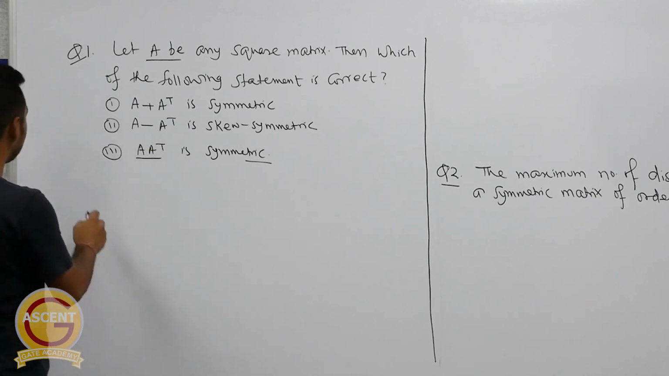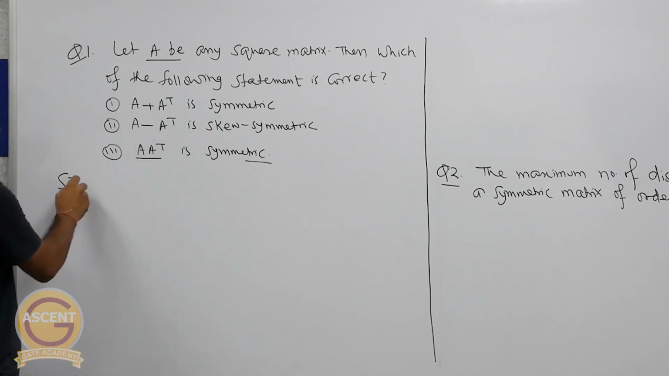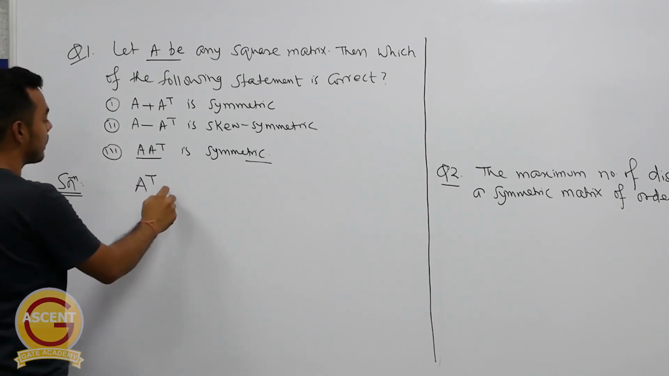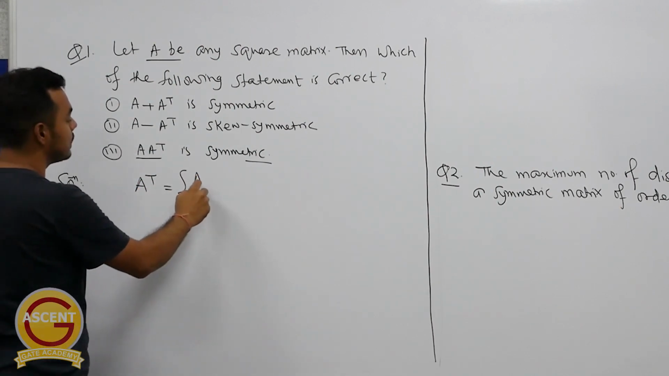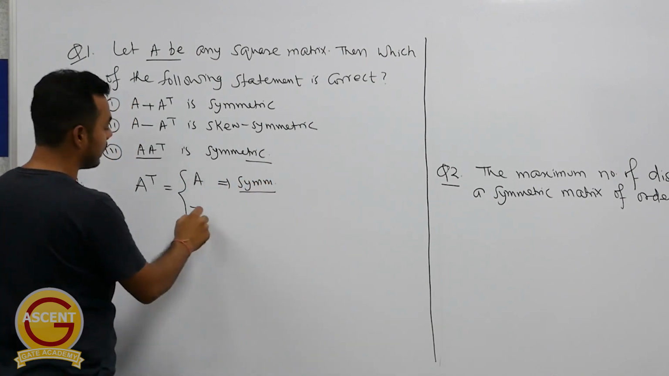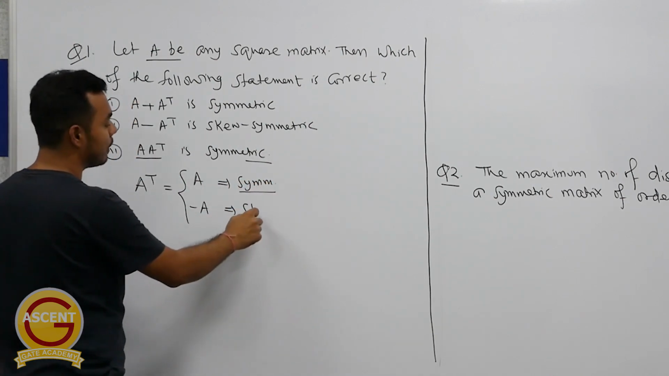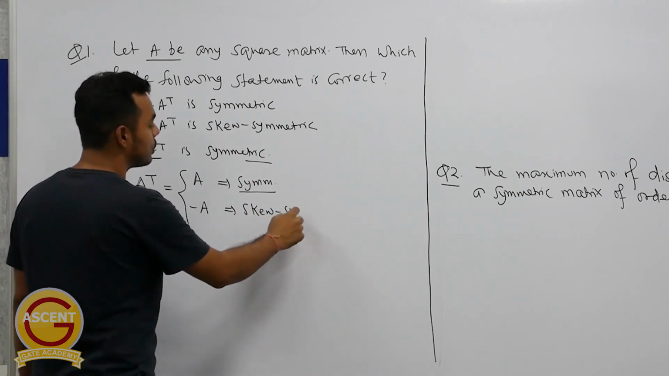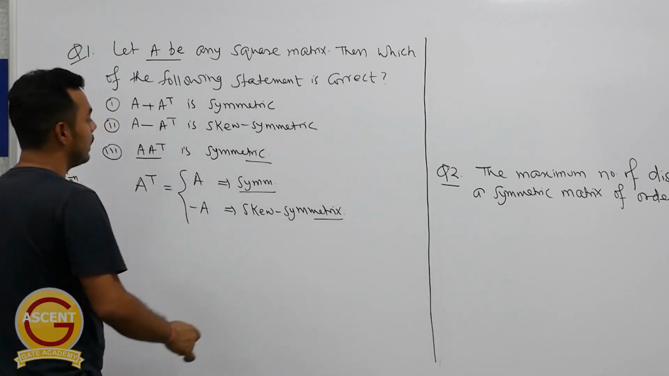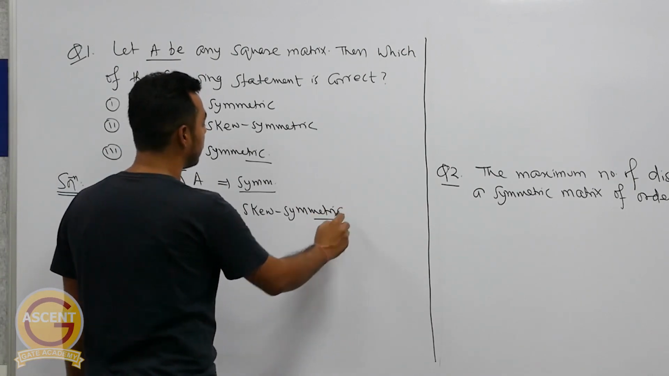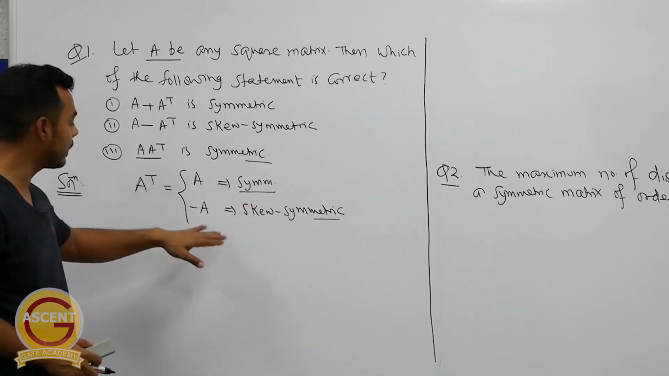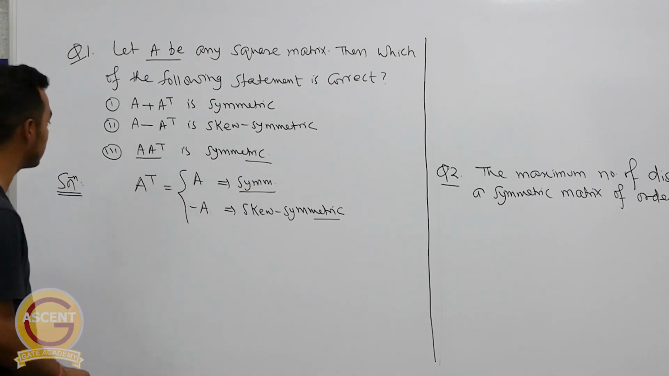Now if I want to find whether a matrix is symmetric or not, calculate the transpose of this matrix. We have seen that if A transpose is A, this means the matrix is symmetric, and if A transpose is minus A, this means the matrix is skew symmetric. So if I want to find whether a matrix is symmetric or skew symmetric, then we have to find the transpose of the matrix. If I get matrix A, then the matrix will be symmetric. If I get minus A, then it will be skew symmetric.